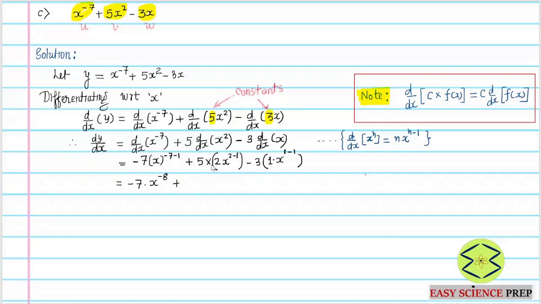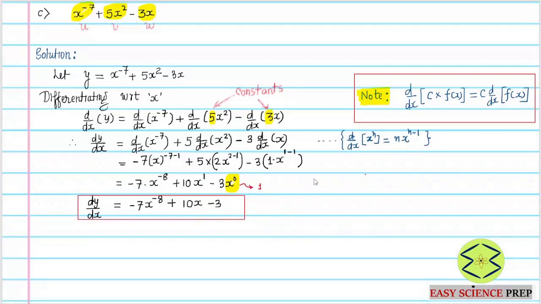5 into 2 is 10, so 10 times x raised to 1. And here 3 times x raised to 0. Anything raised to 0 is 1. Kindly remember, anything raised to 0 is 1. So this will be further simplified: minus 7 x raised to minus 8 plus 10x minus 3 into 1, that is 3. So the derivative of the function, dy by dx, is minus 7 x raised to minus 8 plus 10x minus 3.